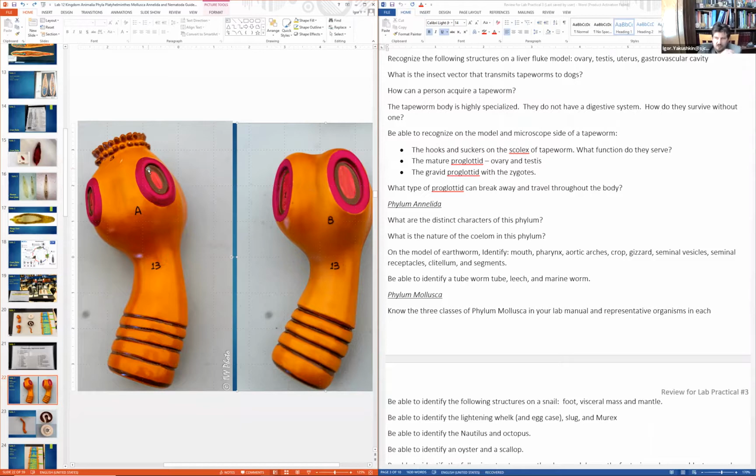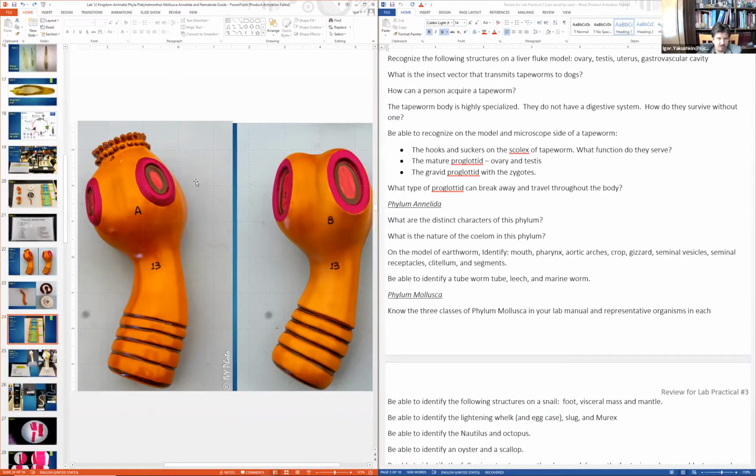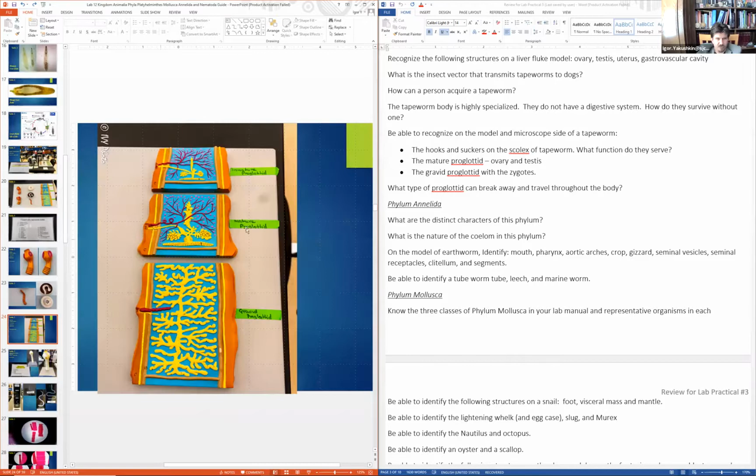Okay, scolex, we did that. What function? Attachment to the intestinal wall. The mature proglottid will have ovaries and testes, and the gravid proglottid will have the zygote. We're talking about this particular model. We have the immature, now mature proglottid. You can see the ovaries, the yellow part, and the testes, the pink part or red part.